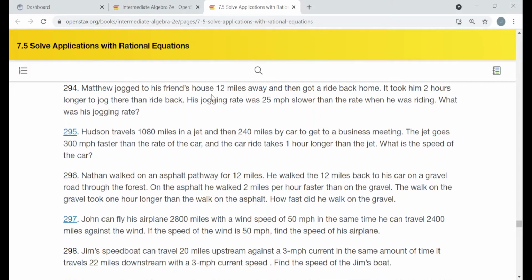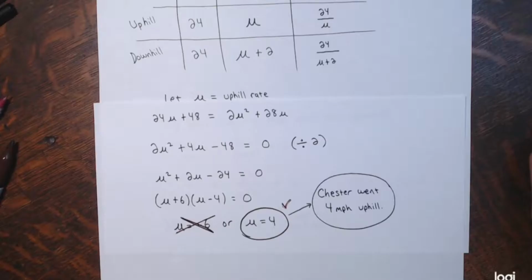Matthew jogged to his friend's house 12 miles away and then got a ride back home in a car. It took him 2 hours longer to jog there than to ride back. His jogging rate was 25 miles per hour slower than the rate when he was riding in the car, I'm assuming. What was his jogging rate? Yeah, so this is again very similar to example 9. So example 10. I'm sorry, I want to have the problem up there too.